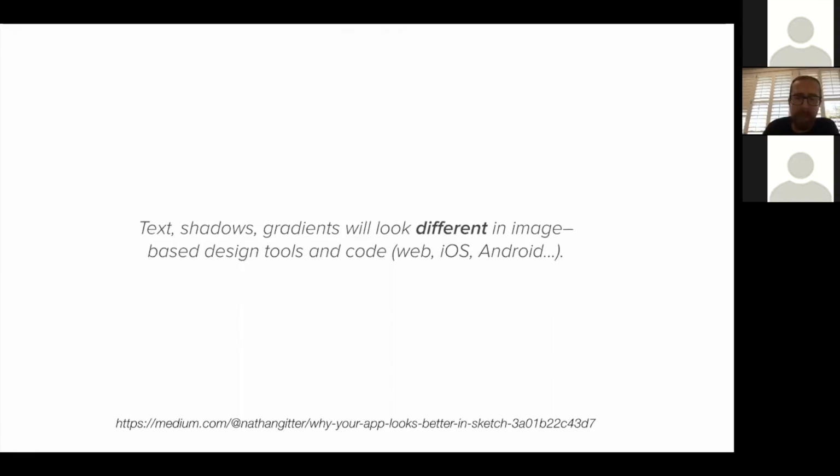I highly recommend checking out the article listed below, "Why your app looks better in Sketch." It shows that there's a massive difference in gradients and shadows and text rendering between Sketch and iOS. There are great discussions in the comments that also point out how those things are different for the web because different differences apply. So your gradient with the very same spec or your text shadow will never look the same in your image-based design tool and then after production.